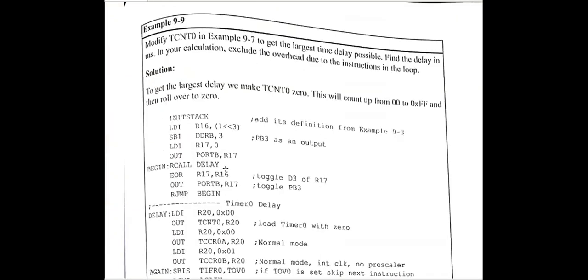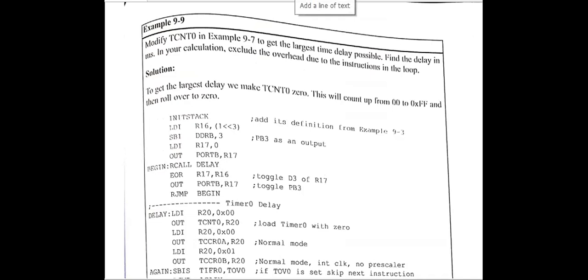Next, we have modified TC and T0 in example 7 to get the largest time delay possible. Find the delay in milliseconds. In your calculation, exclude the overhead due to the instruction in the loop. To get the larger delay, we make TC and T0 count from 00 up to 0xFF, and then roll over to 0.